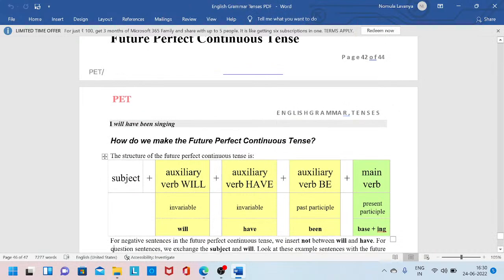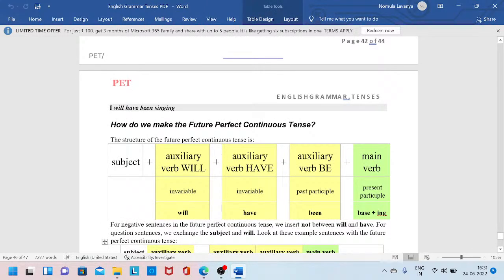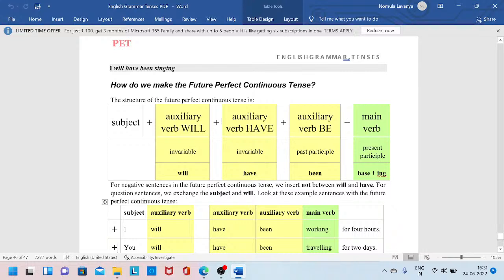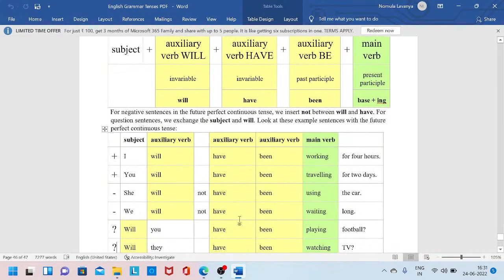Okay, the future perfect continuous tense equation is subject plus auxiliary verb will, plus auxiliary verb have, plus auxiliary verb be. Okay, will have been, they'll be having 3 auxiliary verbs plus 1 main verb, that is the present participle, the verb plus ing formation. Okay, for the negative sentences we'll be inserting not in between will and have. For questions, the subject and the will change places. Okay, let us look at this example.